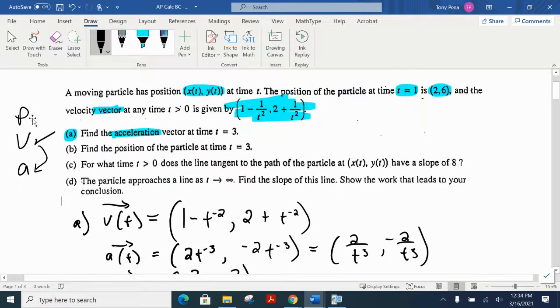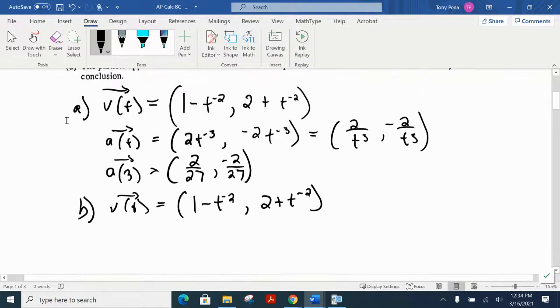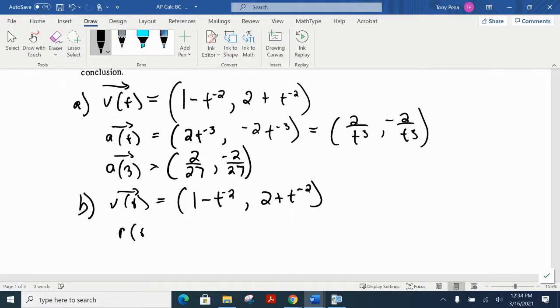Do they tell us what to name this? They don't, so I would probably call this R of t. That's the generic, most common version of a position vector. We're going to do the same thing we just did in the previous couple questions. We now want the antiderivative of these. So now we're adding 1 to this exponent, and what's a little tricky is the negative exponents. People tend to make little mistakes with that. And do the same thing with your y. So this would be 2t plus t to a -1 over -1 plus your constant.